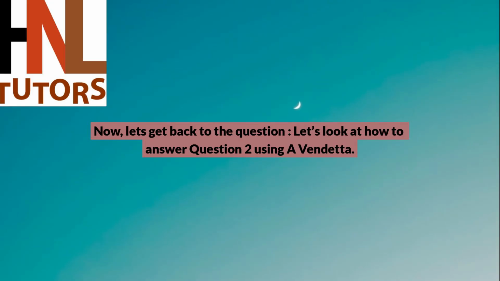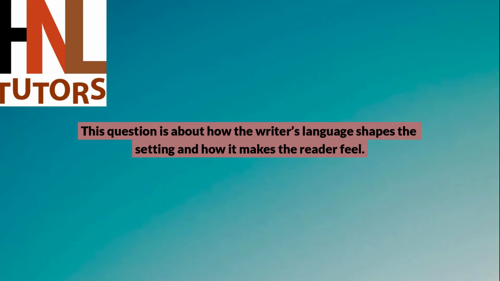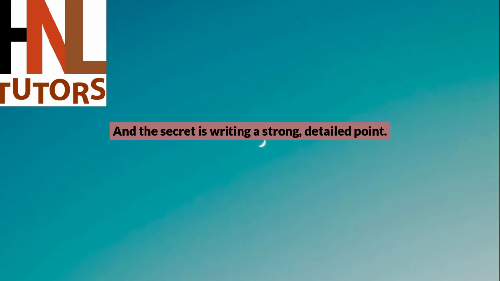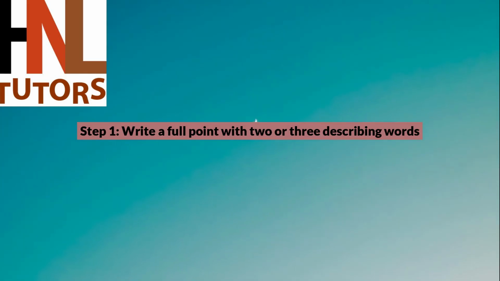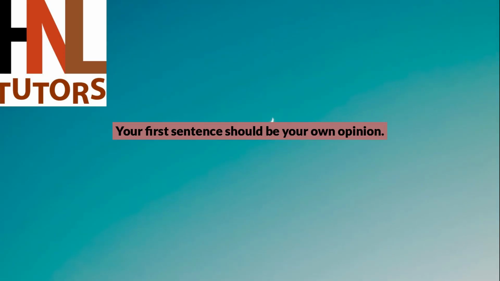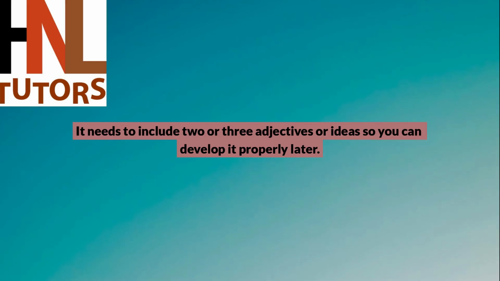Let's look at how to answer Question 2 using Vendetta. This question is about how the writer's language shapes the setting and how it makes the reader feel. The secret is writing a strong, detailed point. Step 1: write a full point with two or three describing words. Your first sentence should be your own opinion. It needs to include two or three adjectives or ideas so you can develop it properly later.